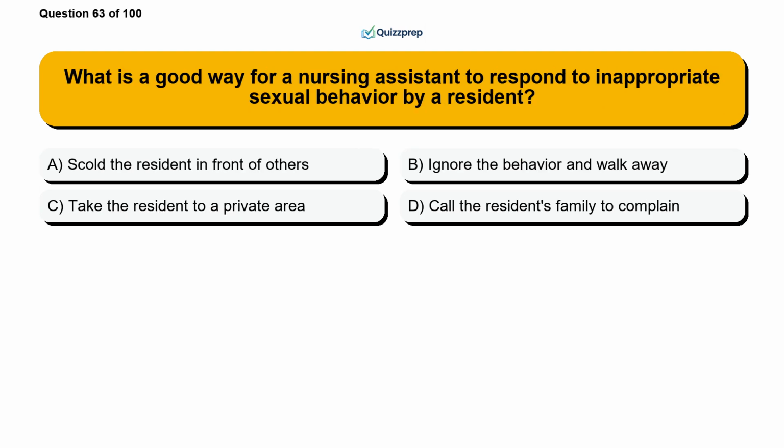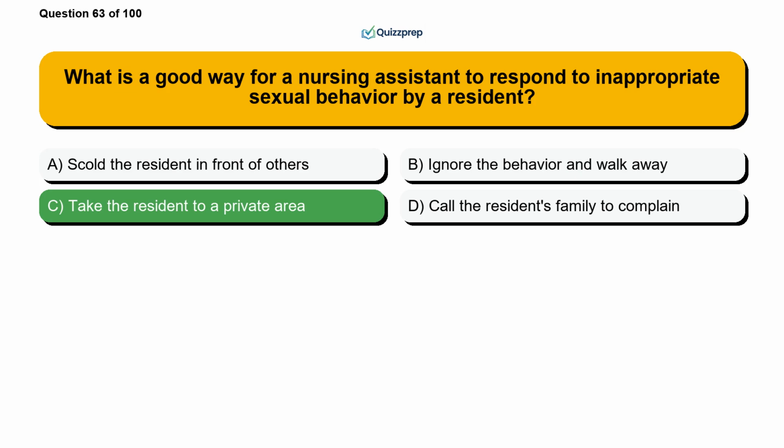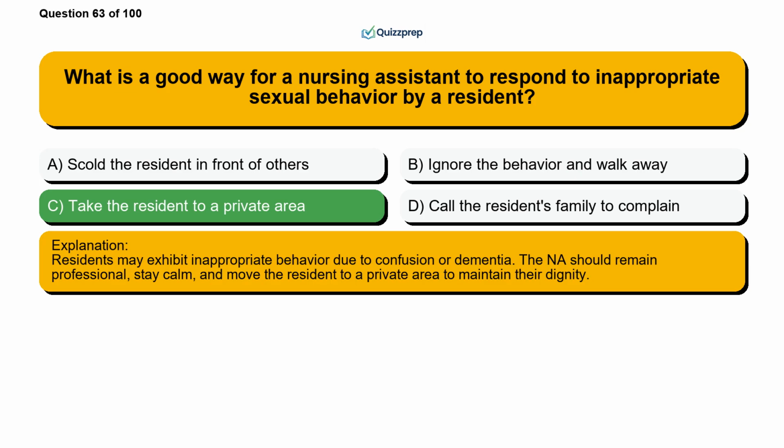Question 63. What is a good way for a nursing assistant to respond to inappropriate sexual behavior by a resident? Option A, scold the resident in front of others. Option B, ignore the behavior and walk away. Option C, take the resident to a private area. Option D, call the resident's family to complain. The correct answer is option C, take the resident to a private area. Residents may exhibit inappropriate behavior due to confusion or dementia. The nurse should remain professional, stay calm, and move the resident to a private area to maintain their dignity.